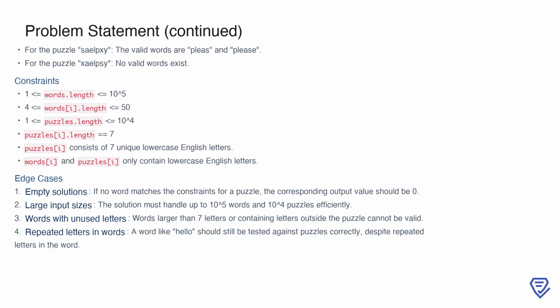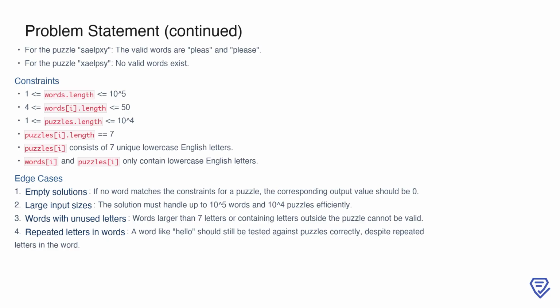For the first puzzle, elwixes, no valid words exist. For the second puzzle, elkses, the only valid word is apple. For the third puzzle, elpsxi, the valid words are apple, please, and please. For the fourth puzzle, selpxi, the valid words are please and please. Finally, for the fifth puzzle, zelpsi, no valid words exist.